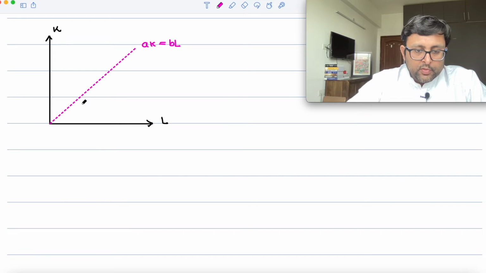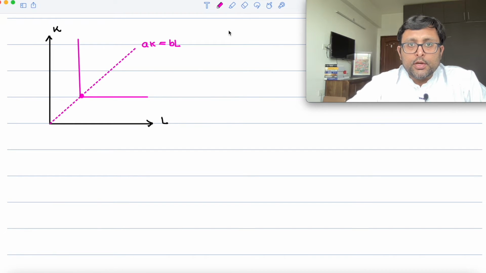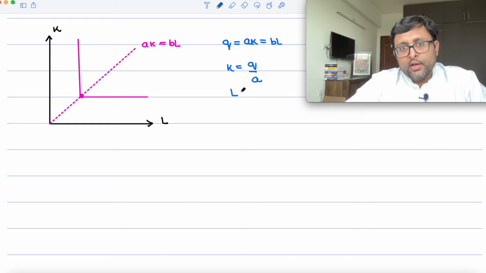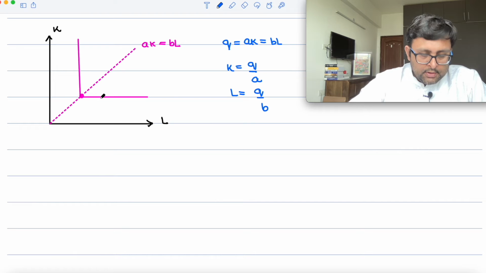And the production is going to happen here at the vertex. So if AK is equal to BL, this is true, right? So I can write K as Q by A, L as Q by B. I can write it like this, right?